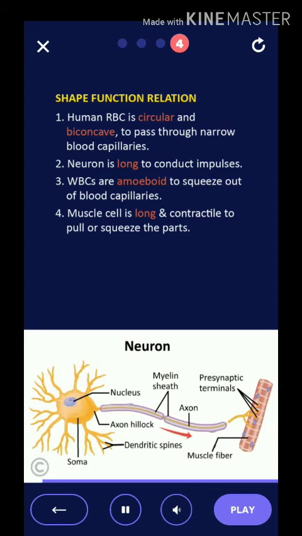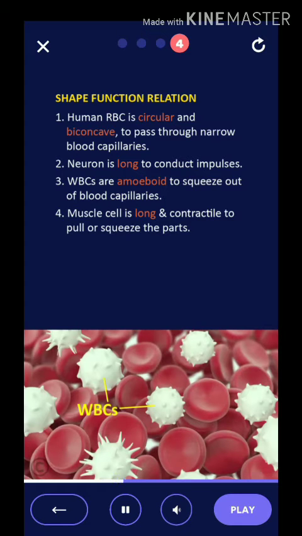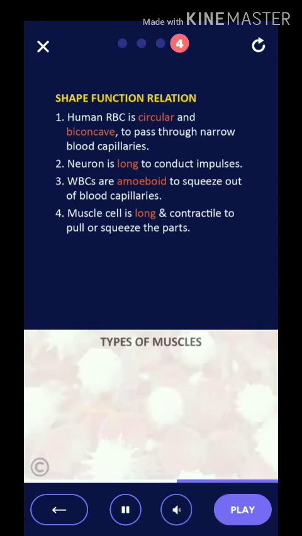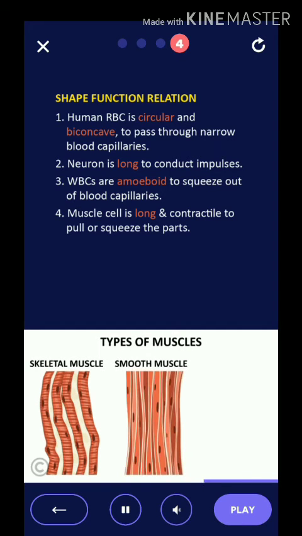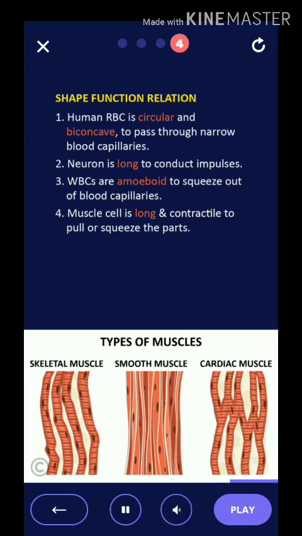Let's see how different shapes of cells are related to their functions. 1. Human RBC is circular and biconcave, to pass through narrow blood capillaries. 2. Neuron is long to conduct impulses. 3. WBCs are amoeboid to squeeze out of blood capillaries. 4. Muscle cell is long and contractile to pull or squeeze the parts.